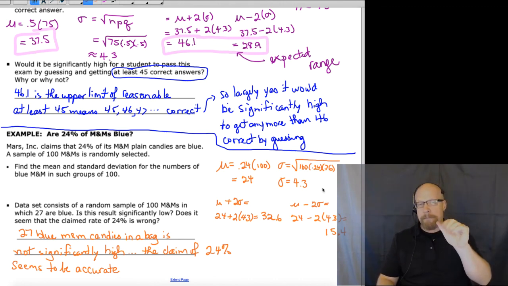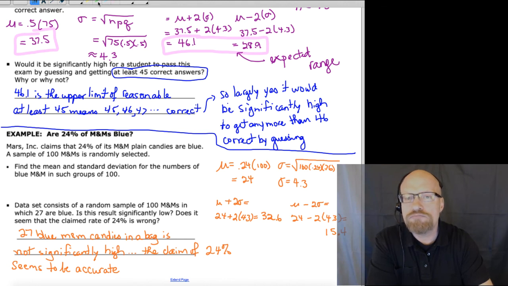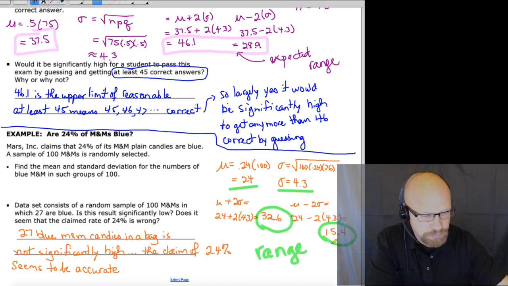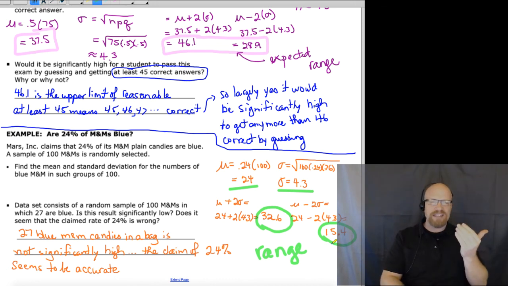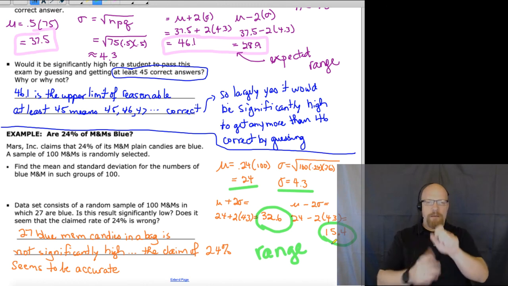Now, M&Ms. Mars Company, who produces M&Ms, said 24% of M&Ms are blue. Okay, so the mean we say 0.24. If we had 100 M&Ms, the average would be 24 M&Ms. Standard deviation would be 4.3. That's the range, the expected range. You can get up to 32.4 M&Ms down to 15.4. Really I would say 33 and 15 because we don't count 0.4 of an M&M or 0.6 of an M&M.